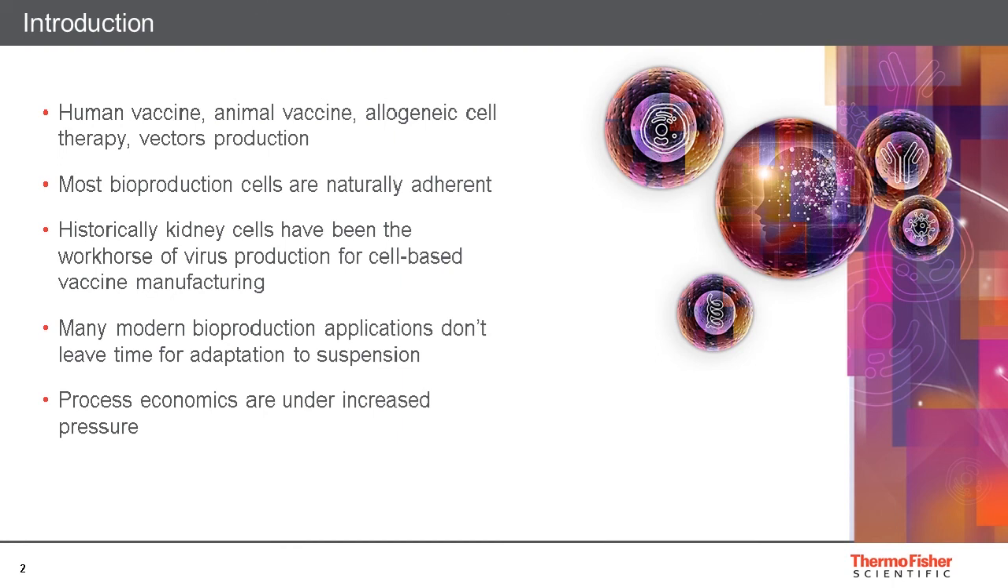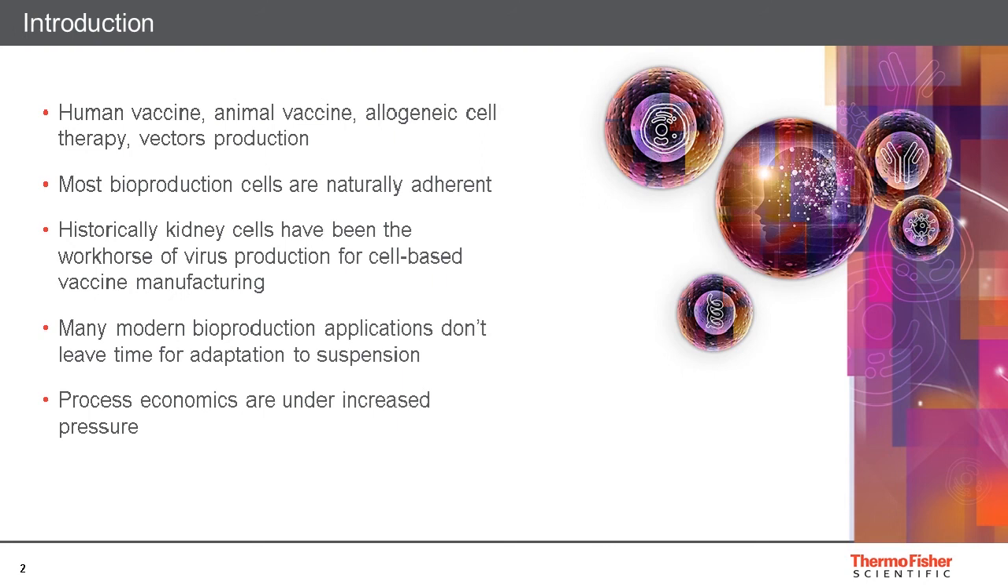Obviously, most bioproduction animal cells are naturally adherent. They're generally part of a living organism, and therefore their adaptation to suspension is a high level of technology, which is not trivial at all. So more often than not, it remains very important to be able to perform bioprocessing operations on cells which are still in their adherence state, because they have not been adapted to suspension or sometimes cannot be adapted to suspension.